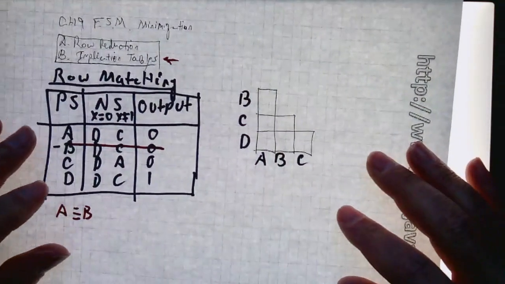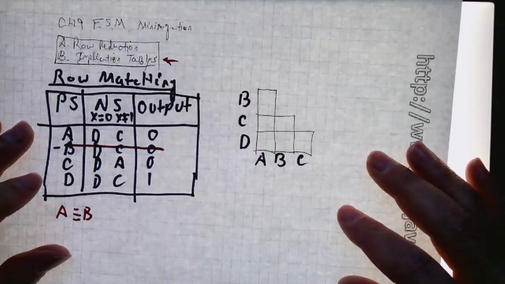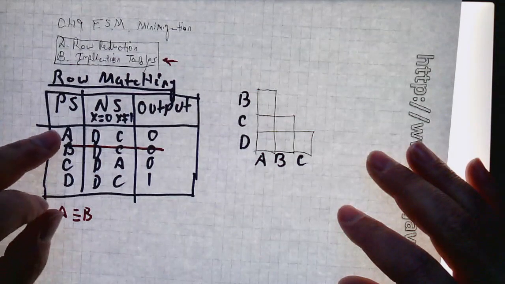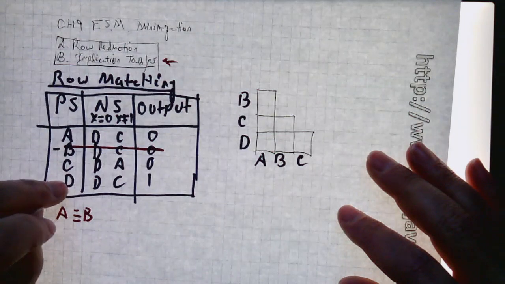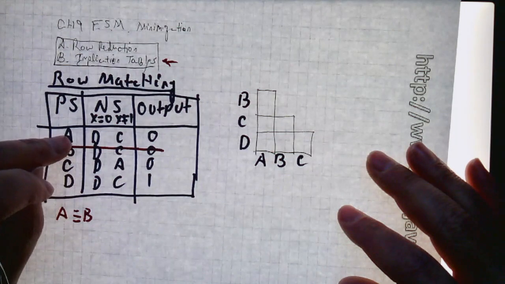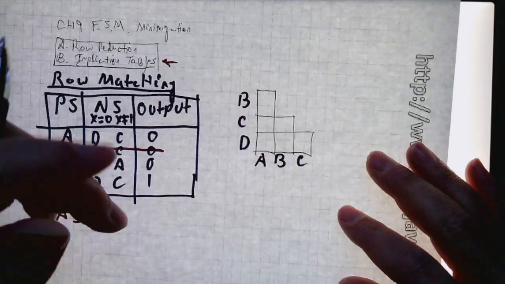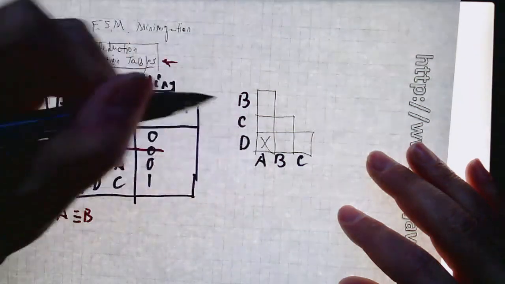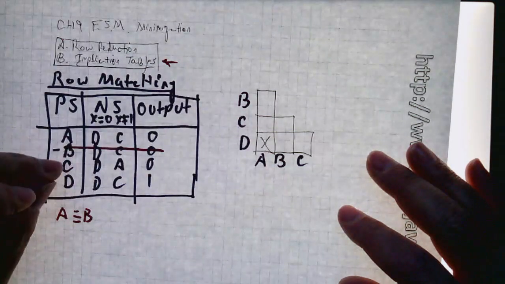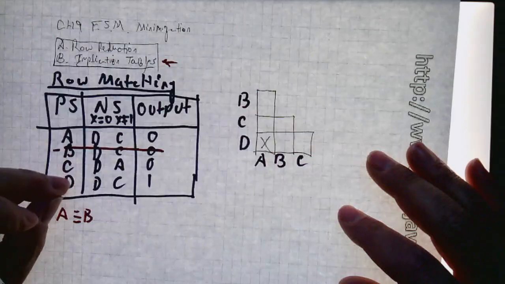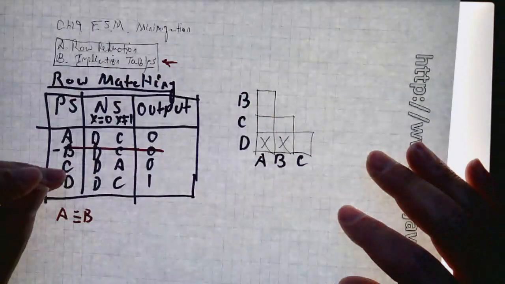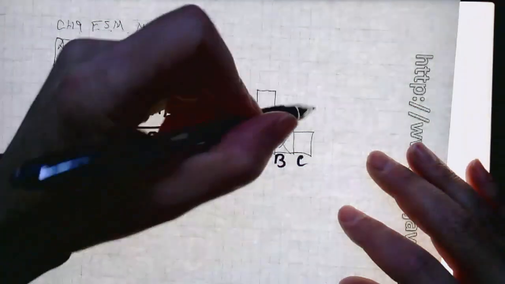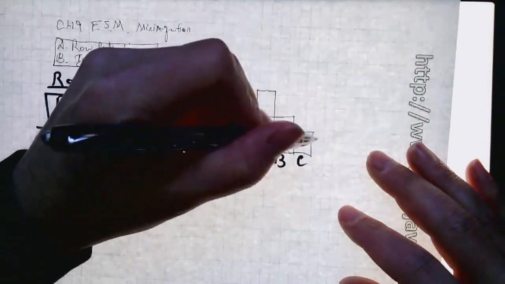Now you have to look at outputs that are different, and if the outputs are different, you put in an X. So A is different from D because A has a different output from D. So I put an X between A and D. B is different from D because B has a different output from D. So I put an X over in here. C is different from D because they have different outputs. So I put an X right over here.